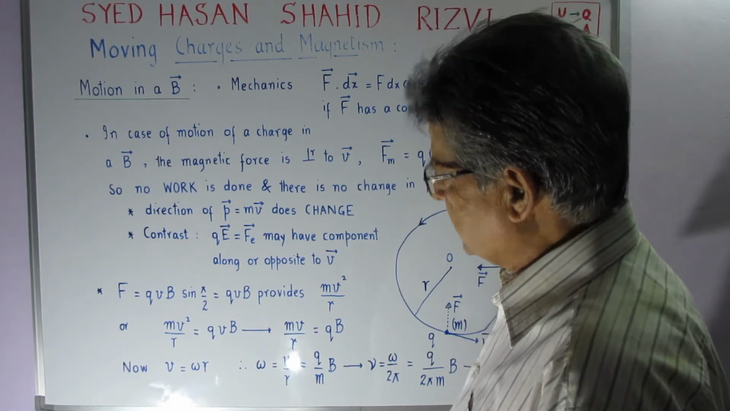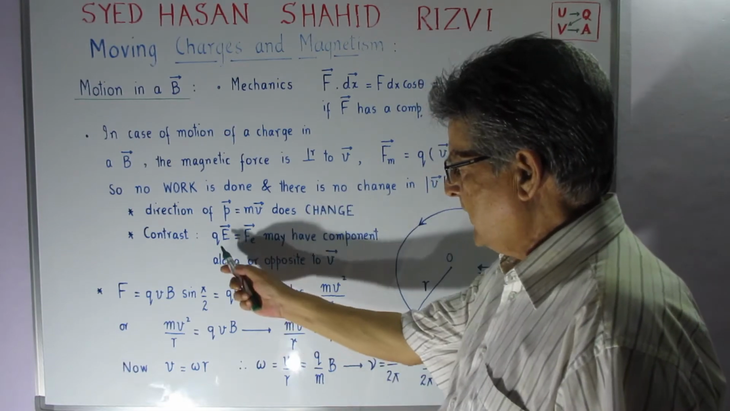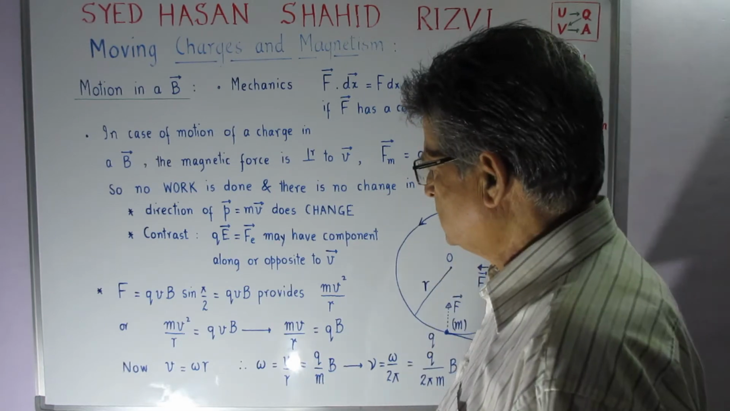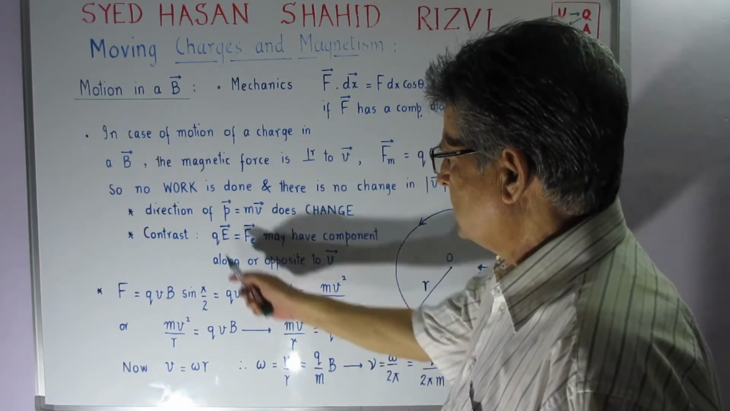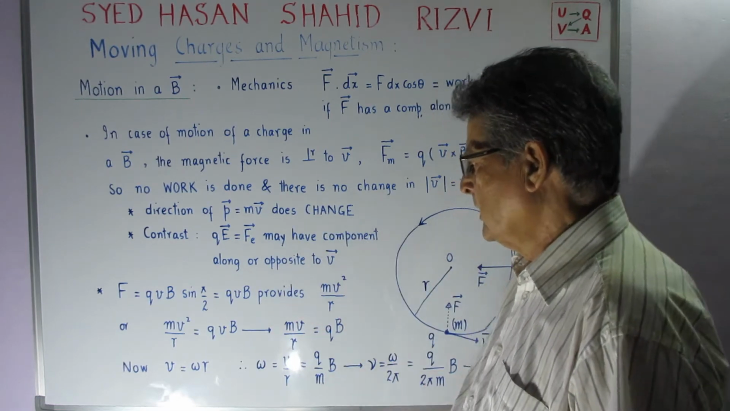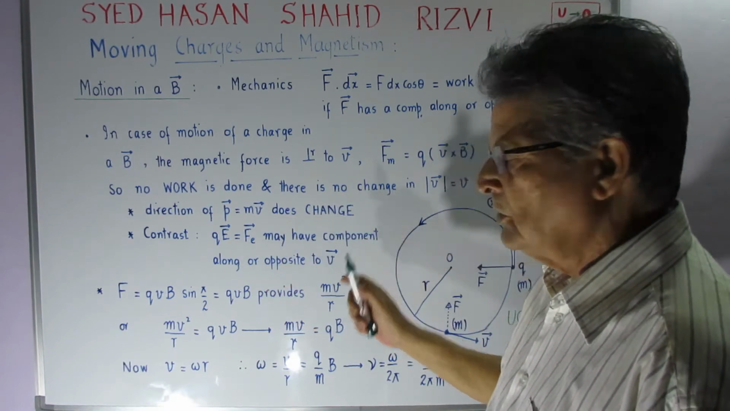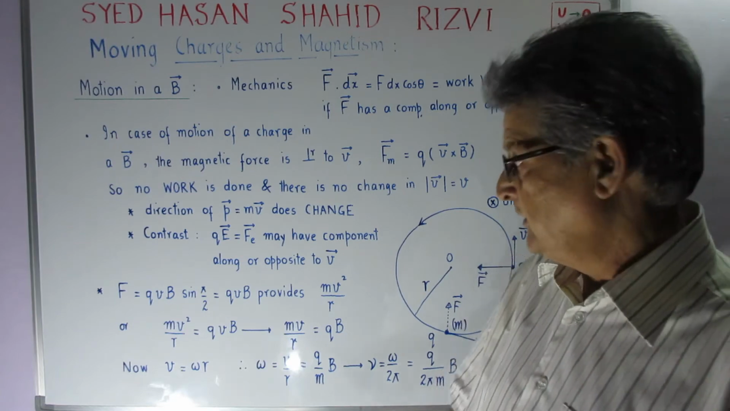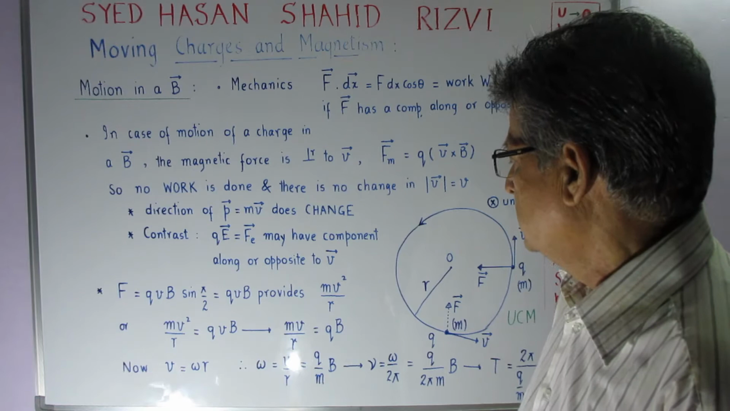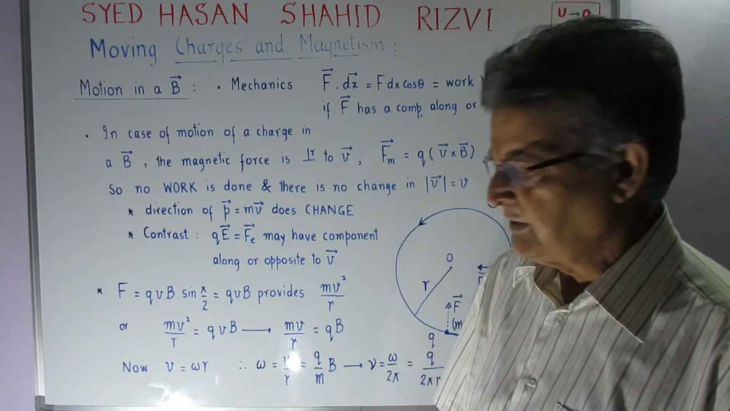Now let us contrast this situation with the situation of QE equal to FE, that is the force due to the electric field on a charge Q. This force may have a component along or opposite to the velocity vector, and therefore there will be a change in the magnitude of the velocity, and work has to be done in that case.